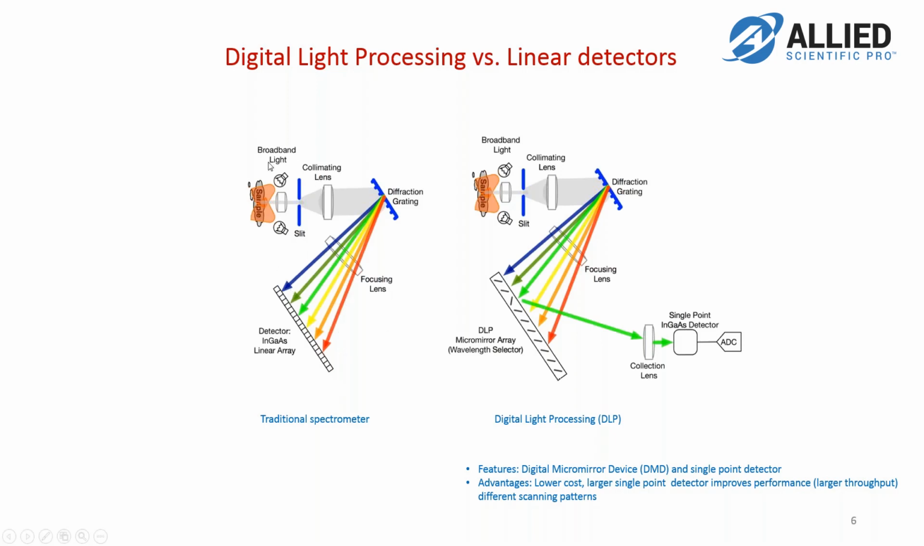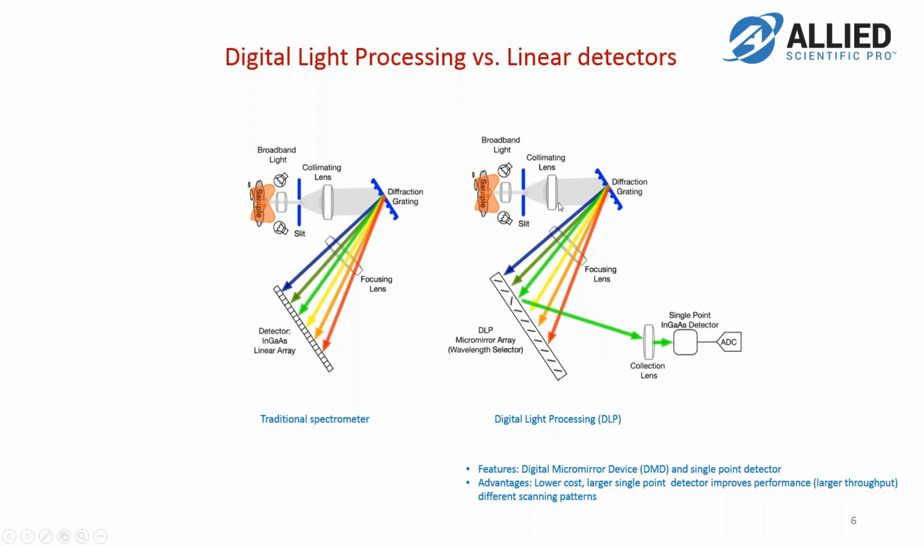However, the downside of this is that the linear InGaAs arrays are expensive. So the cost of the instrument increases because of using the linear array. An alternative method that also helps the quality of the signal and increases the throughput of the light is, instead of using a linear array, something called the micromirror array, and this is called digital light processing.